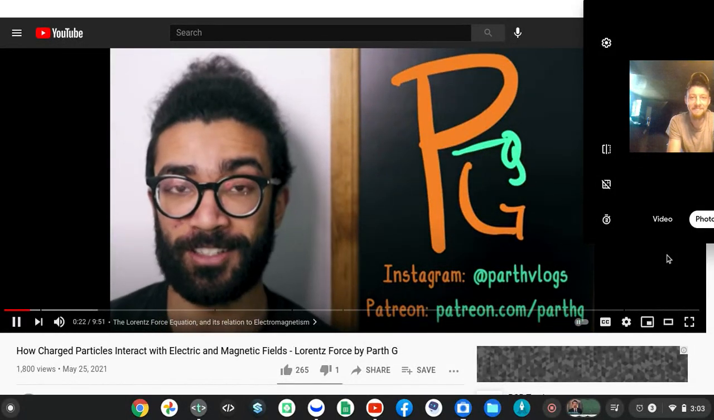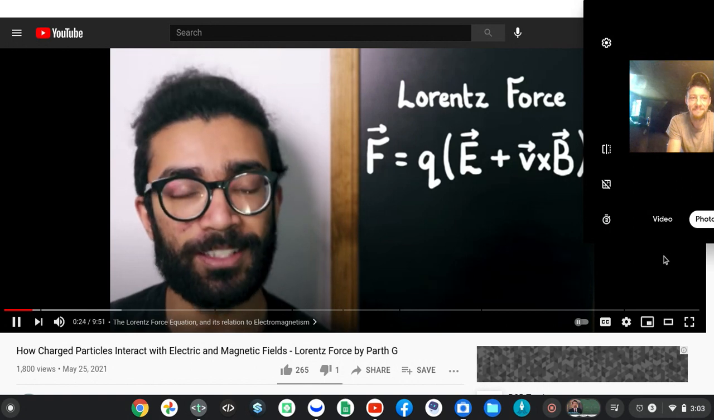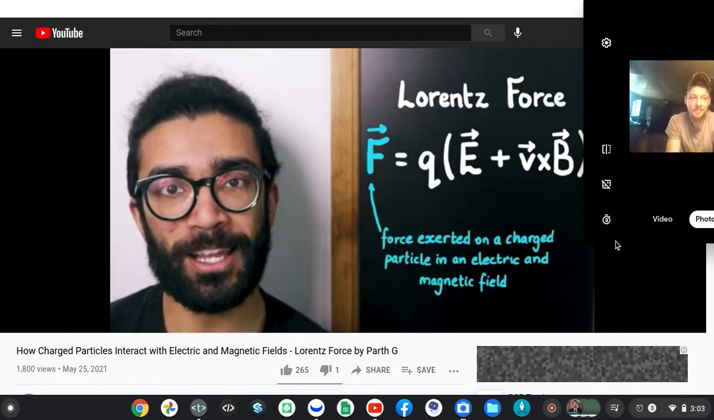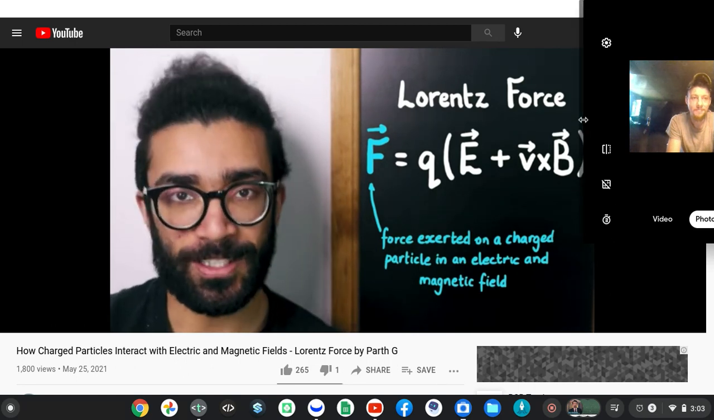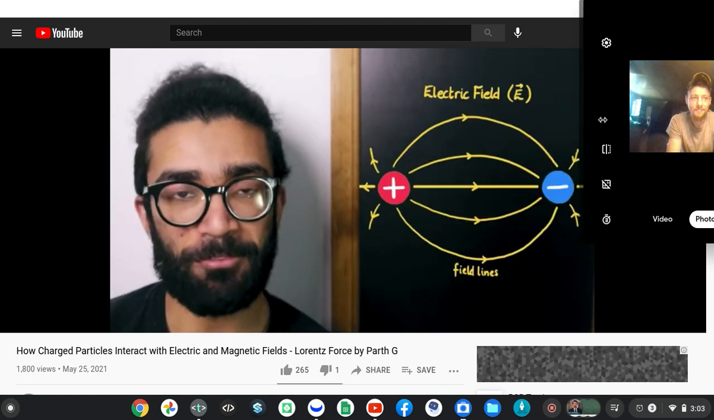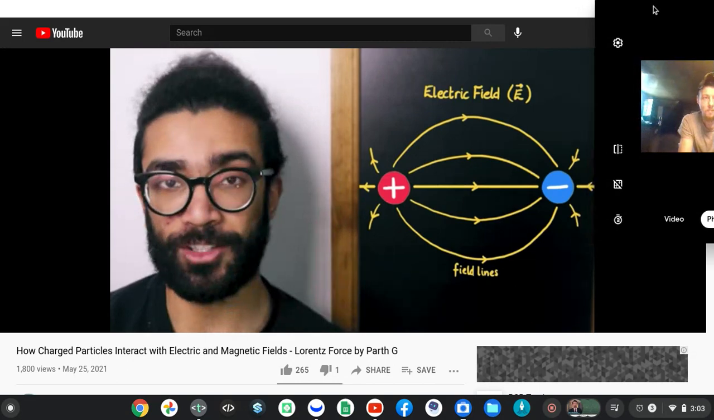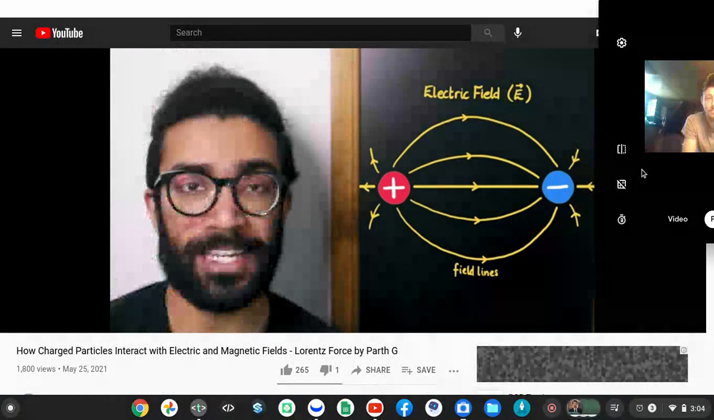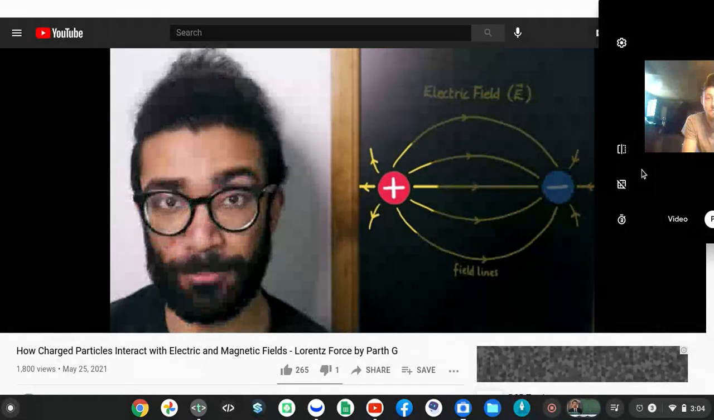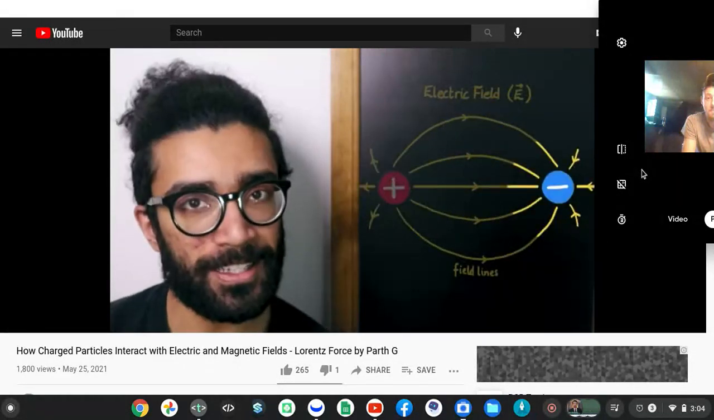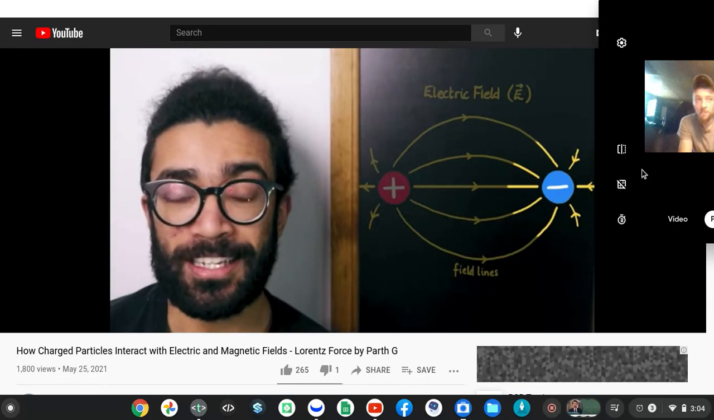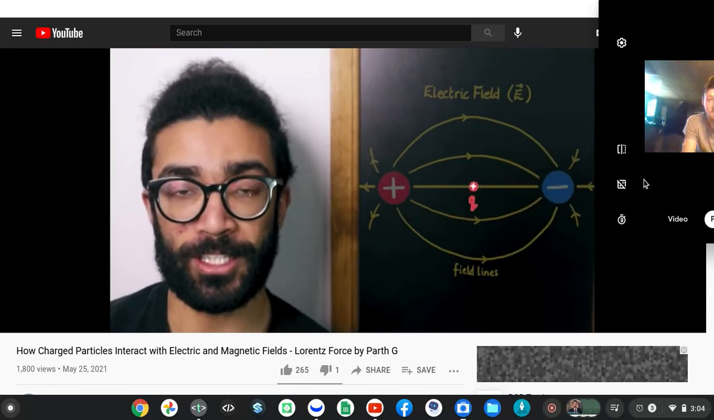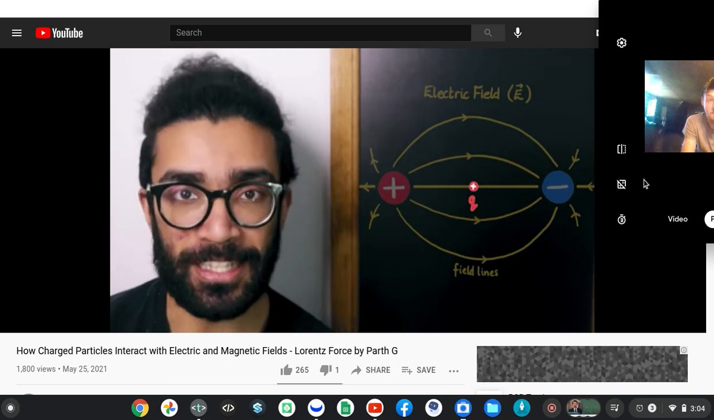The first thing we should understand is that the Lorentz force equation deals with the force exerted on a charged particle by electric and magnetic fields. So let's take a look at these fields. Electric fields, firstly, can be used to describe how electric charges interact with each other. The convention that we most often use in physics is that electric field lines begin at positive charges and they end at negative charges. These field lines essentially represent the force that a small positively charged particle would experience if we were to place it in the electric field.